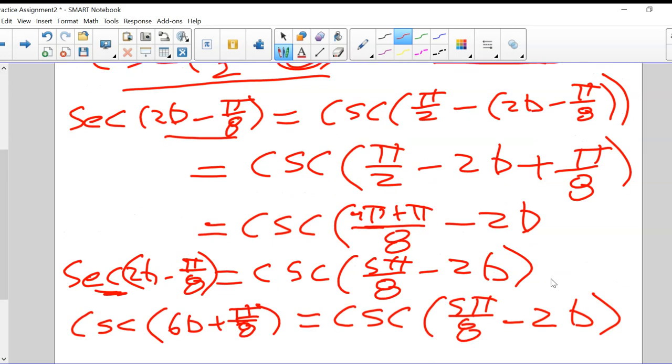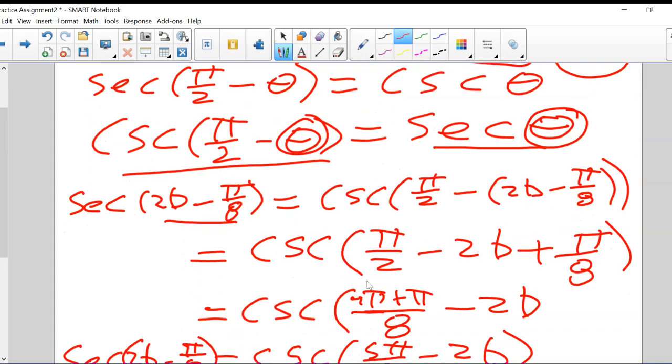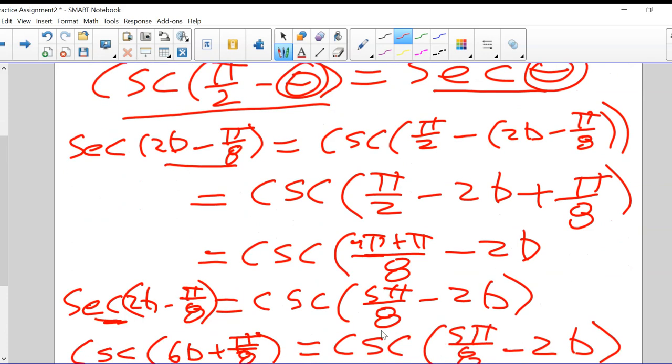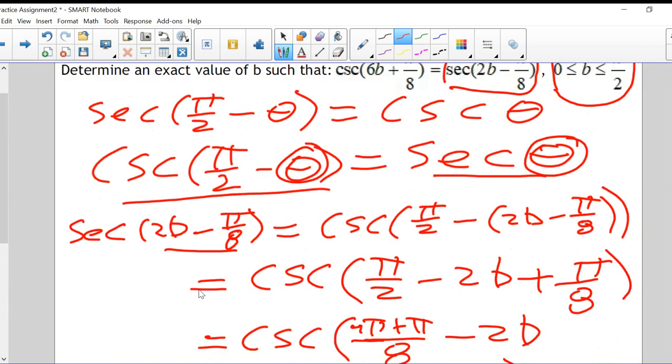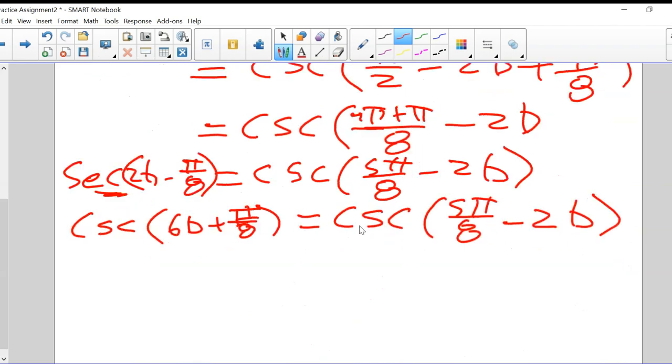Let me go over that one more time. I took the secant of 2b minus pi over 8, and according to what this line says, it's equal to the cosecant of pi over 2 minus that same angle, 2b minus pi over 8. I brought the pi over 2 and the pi over 8 together and got 5 pi over 8. So 5 pi over 8 minus 2b is what this is the cosecant of. The secant of this is equal to the cosecant of that. Then I can replace the secant of 2b minus pi over 8 with the cosecant of 6b plus pi over 8, which I've just done, and set that equal to what this other side is.